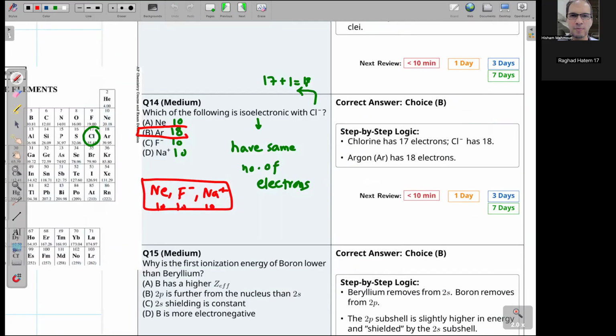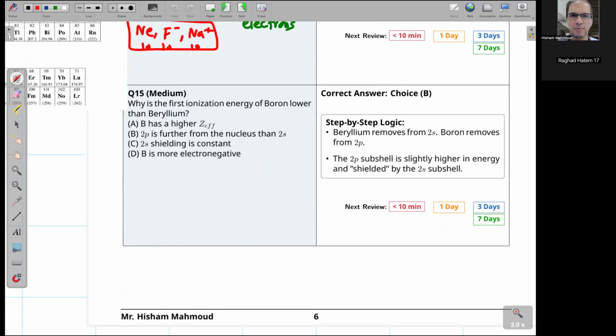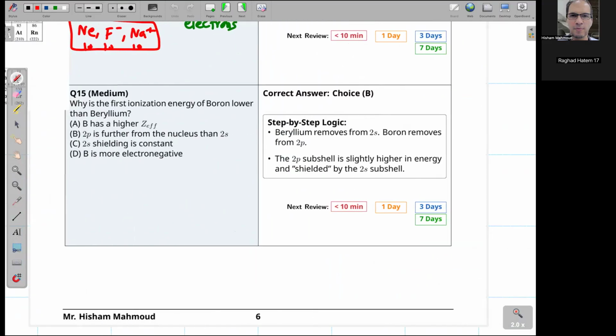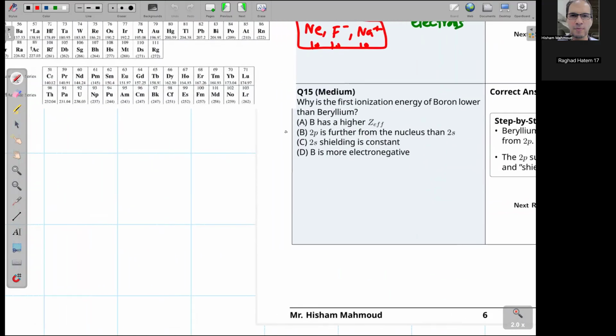Okay, let's see the next question, which is question number 15. Why is the first ionization energy of boron lower than beryllium? And this is a very important question. This is a repeated question from day one. And the repeated questions are very important. That's why you will find them repeated many times.